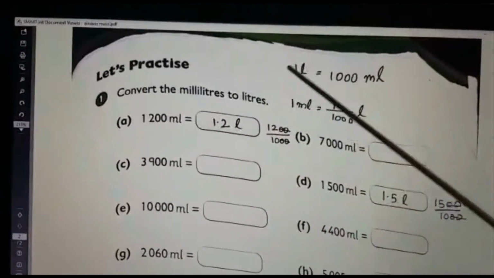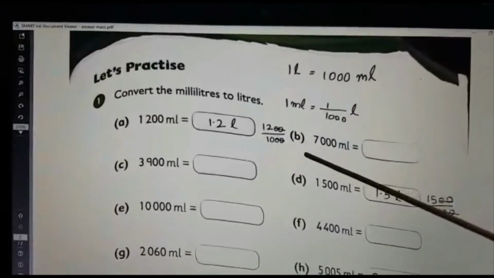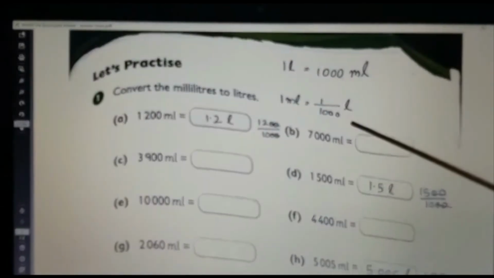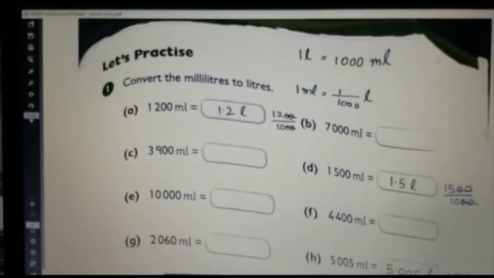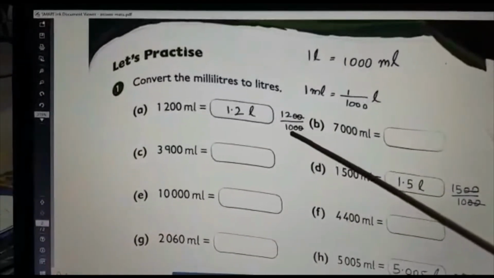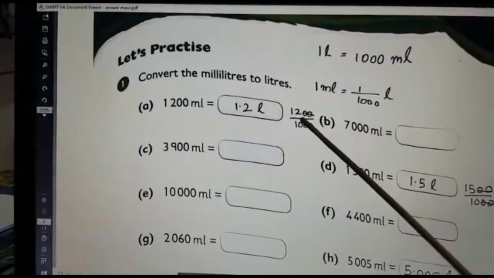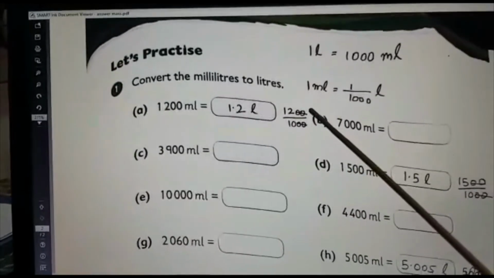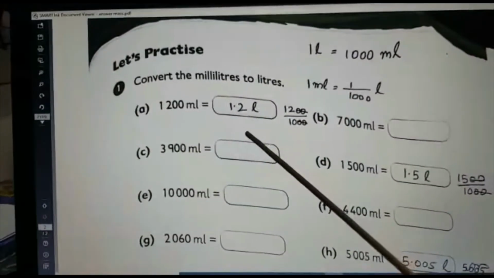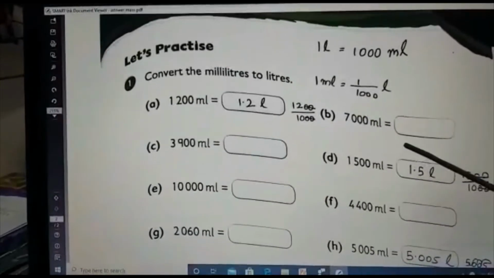Convert milliliter to liter. So what is the factor which we know? 1 liter equals 1000 milliliter. 1 milliliter equals 1 by 1000 liter. So milliliter to liter, that is dividing by 1000. So see, 1200 milliliter is 1200 divided by 1000. We cancel the zeros first. In the numerator there are 2 zeros at the end, so here also I can cancel 2 zeros. So it becomes 12 by 10. It is 1.2. Same, 7000 divided by 1000, 3 zeros will cancel, so the answer becomes 7 liter.